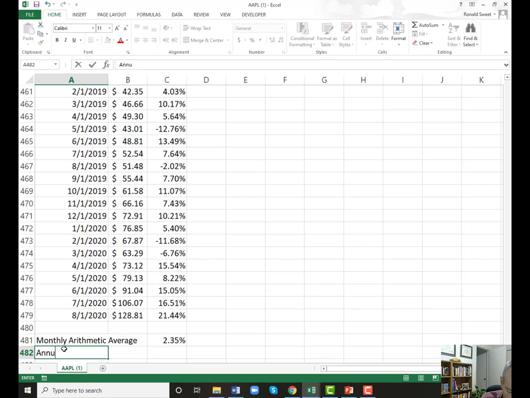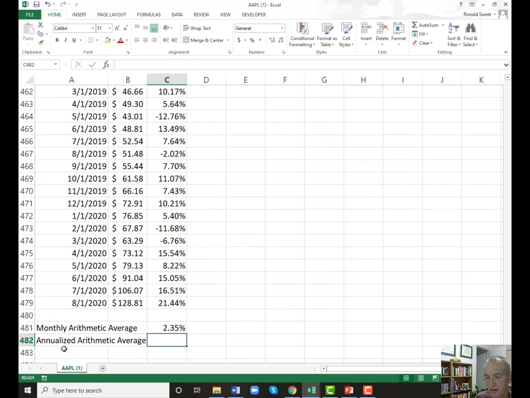Let's annualize the arithmetic average. And here we can do that, right? We don't need a footnote here about the CFA because in fact it's more than 12 months. It's more than a year. So all we got to do is do the monthly average times 12. And that arithmetic average is 28%. That's really good.